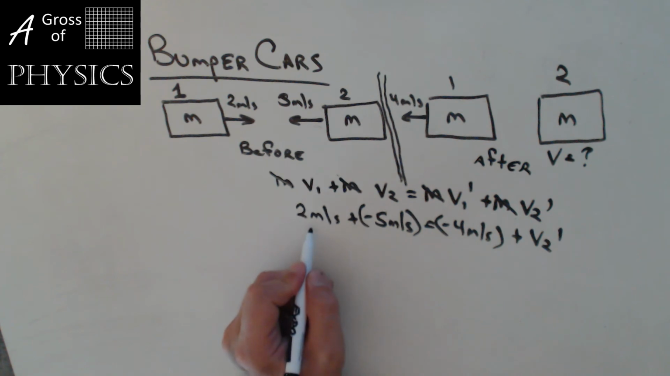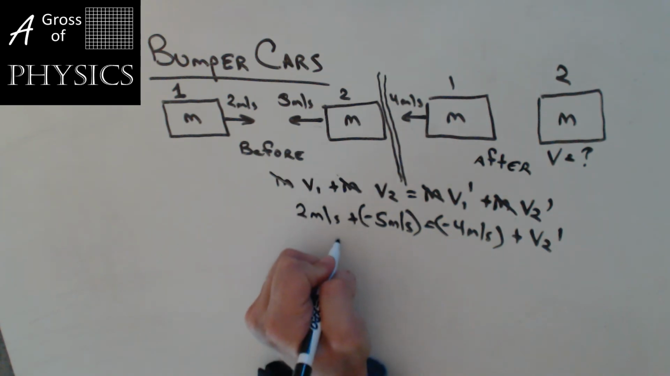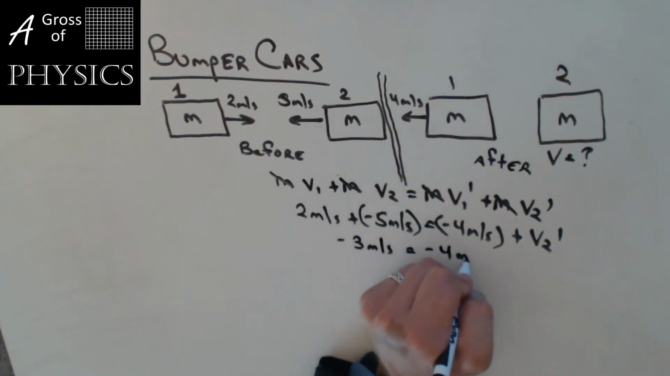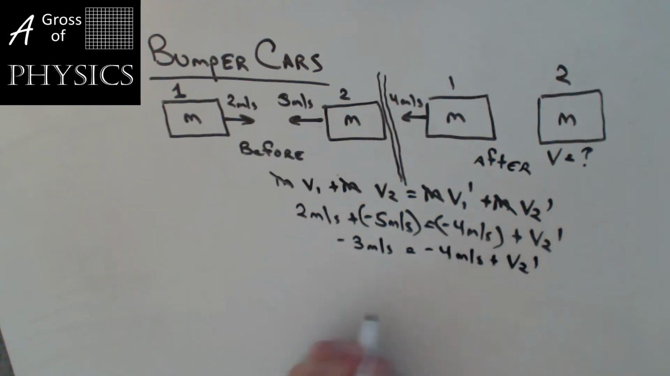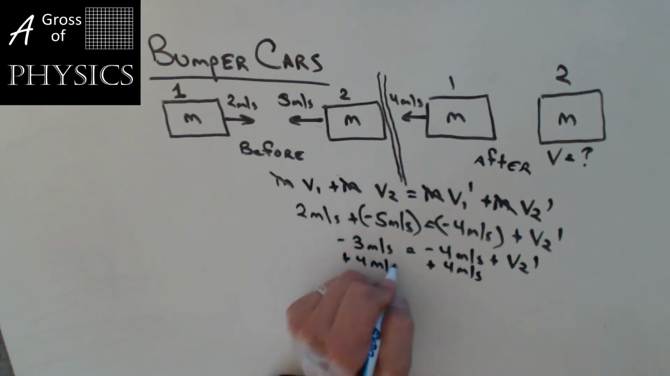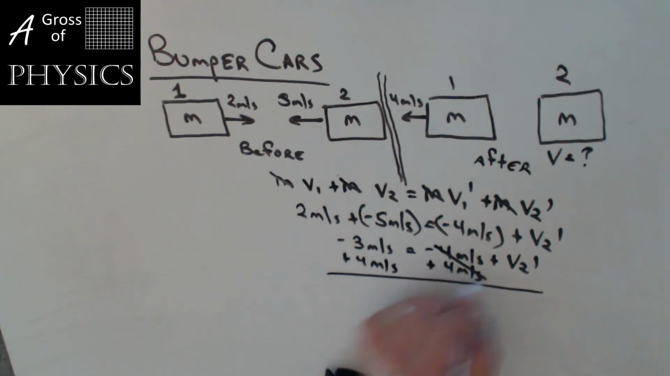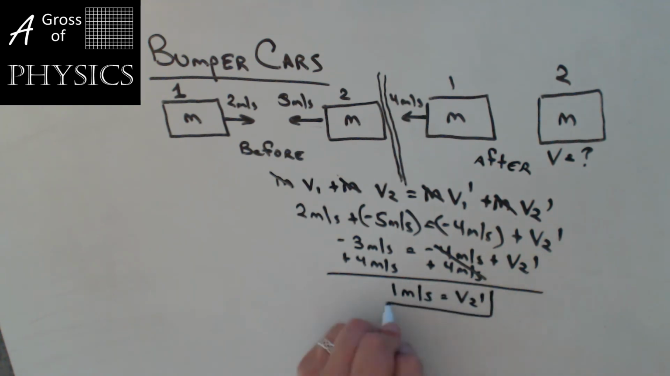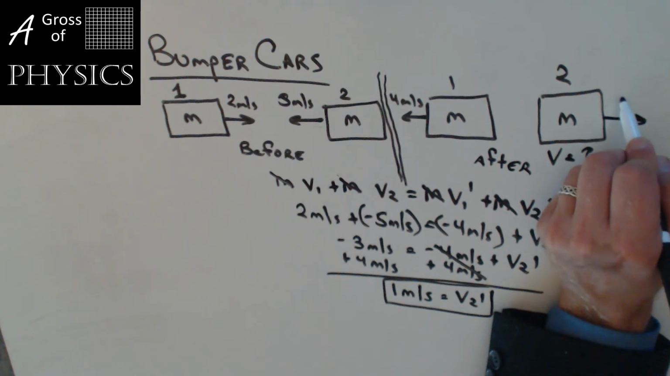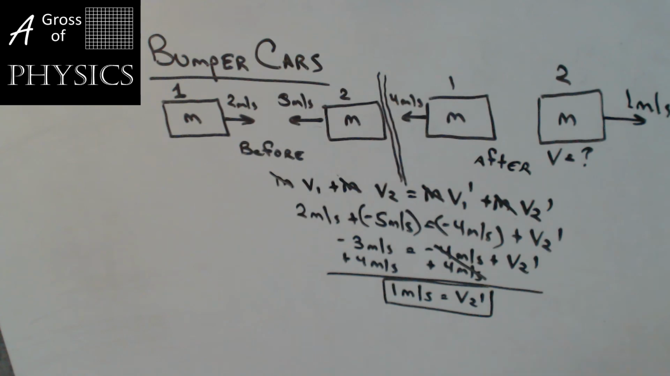Now, if we just look at this, negative 5 and 2 is negative 3 equals negative 4 plus v2 prime. Now I'm going to add the 4 to both sides. And not using a calculator at all, in this case, I get 1 meter per second equals v2 prime. So, car 2 is going to travel to the right at 1 meter per second, according to our calculations.